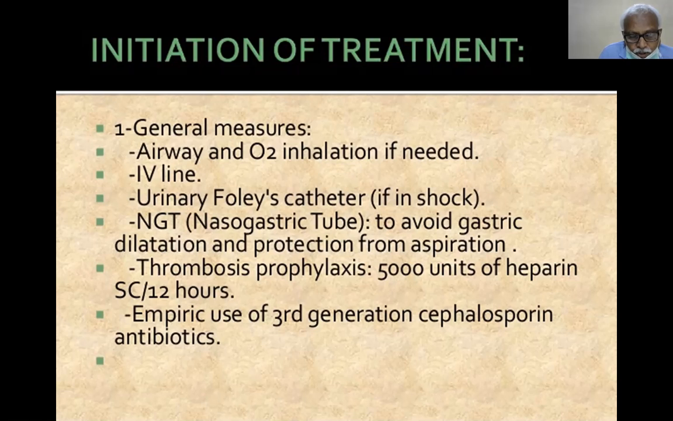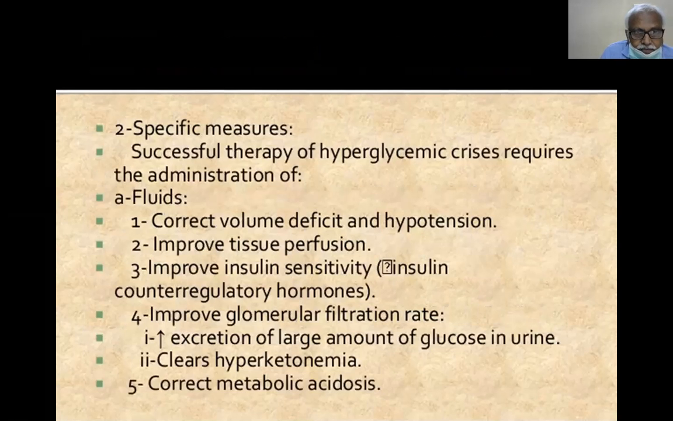Thrombosis prophylaxis should be taken care of by giving 5,000 units of heparin subcutaneously every 12 hours. So once in 12 hours, that is 2 times in a day, we have to give 5,000 units of heparin. Empiric use of third generation cephalosporins as antibiotics should be given. So we have to give cephalosporins as antibiotics, third generation.